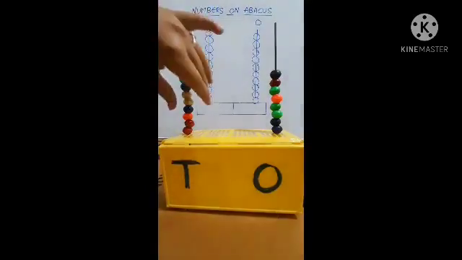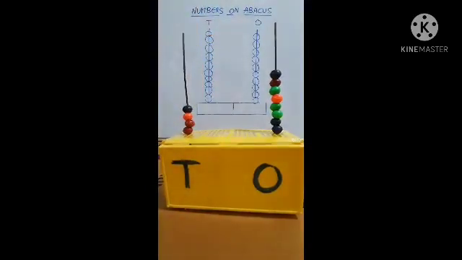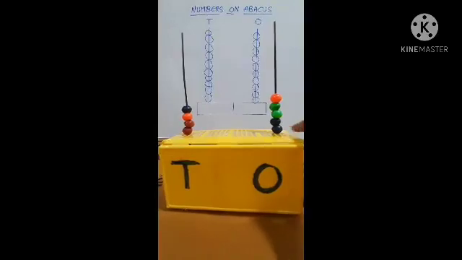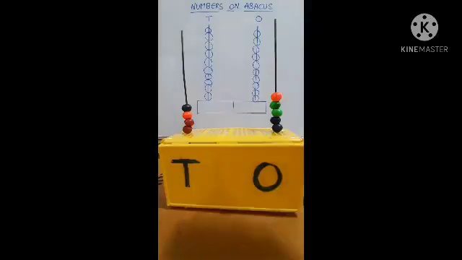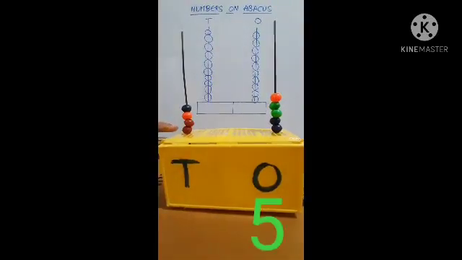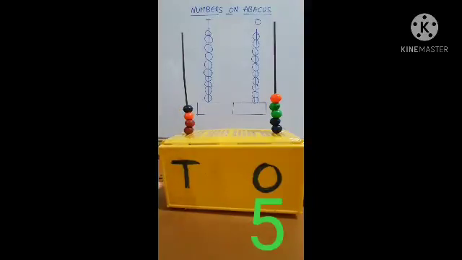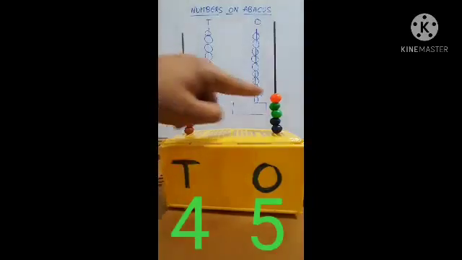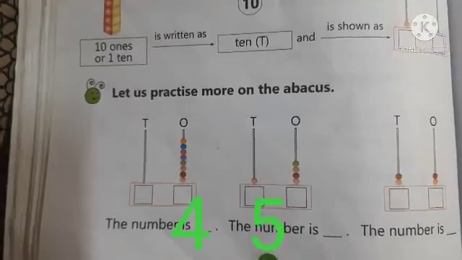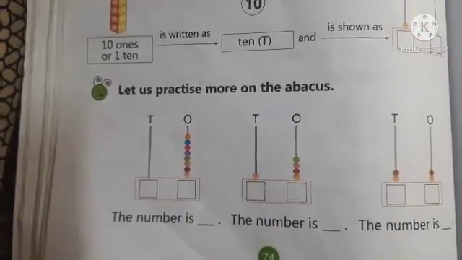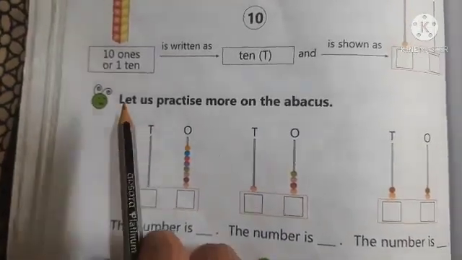Now I am going to remove some beads here. Now shall we count once again? How many beads are there in the ones place? 1 one, 2 ones, 3 ones, 4 ones, 5 ones. And in the tens place, 1 ten, 2 tens, 3 tens, 4 tens. 4 tens makes 40. 5 ones makes 5. So total 45.